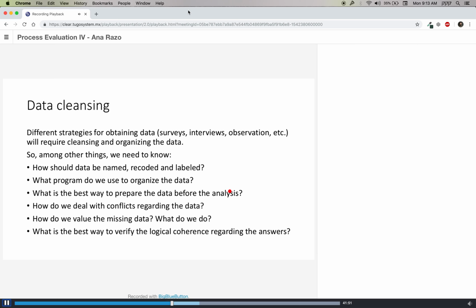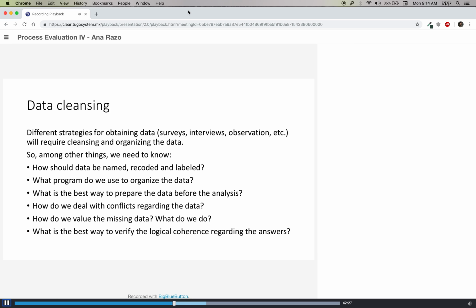Also, you need to make decisions. We need to understand what is the best way to verify the logical coherence regarding the answers. If we're going to share this information regarding the interview and the observation, how are we going to use this in the analysis? Because we need to deliver a results report regarding this process evaluation, and this will have to have an impact for future decisions. So how are we going to achieve this?